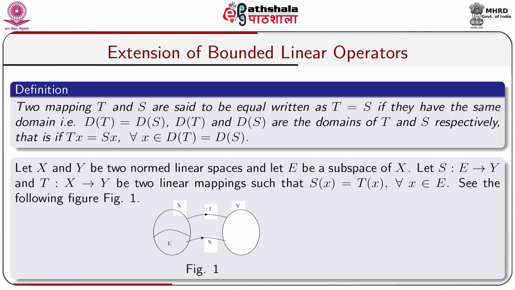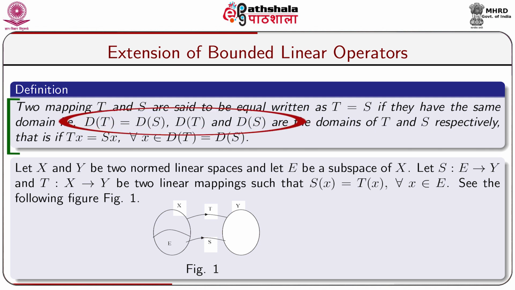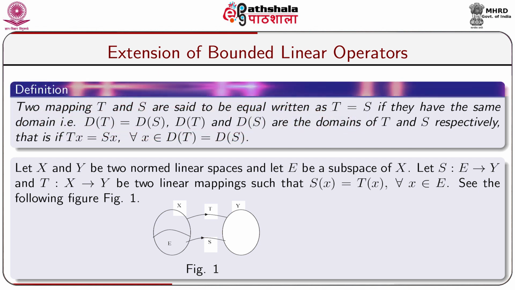Let us take a definition. Two mappings T and S are said to be equal, written as T = S, if they have the same domain, that is D(T) = D(S), where D(T) and D(S) are the domains of T and S respectively, and if Tx = Sx for all x belonging to D(T) = D(S).